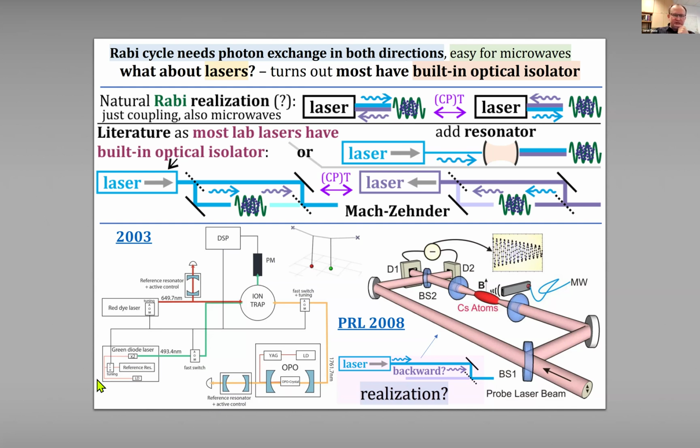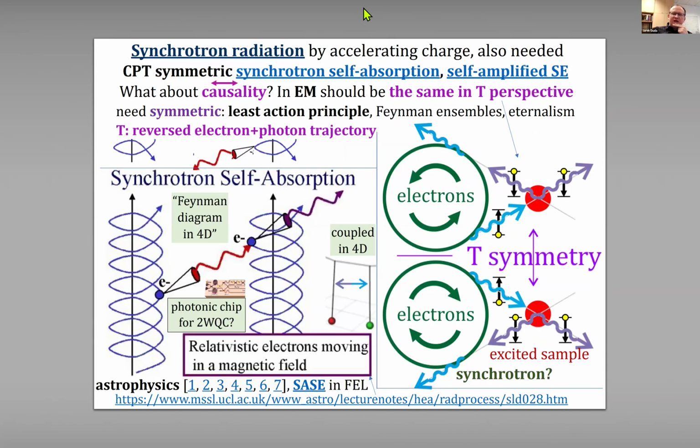One was this paper which adds a resonator. So we can think that the laser pumps the resonator and the Rabi cycle is between this resonator and our target, our atoms, for example. The second approach I have seen is this Mach-Zehnder-like one. You can see here that photons go one path here, but go back along this path. And from the CPT perspective, it's reversed. So there is this problem of the optical isolator, but we can go around it with some tricks.